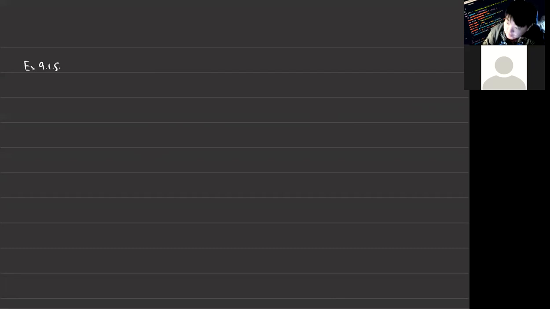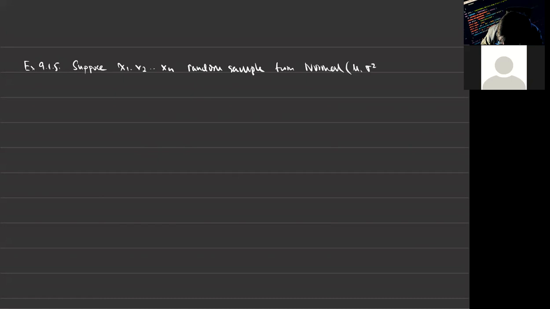Just like MLE, just like when you find an estimator or asymptotic statistics, we start with data. So suppose X1, X2, all the way to Xn is a random sample from some sort of distribution. Let's say normal, from normal mu, sigma squared. And let's say we want to test a hypothesis. So this is going to be our goal.